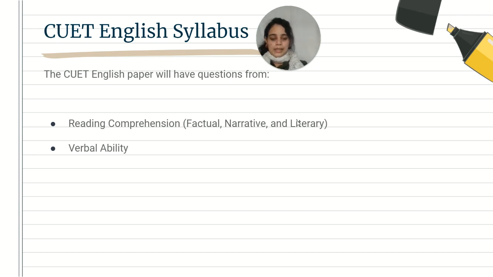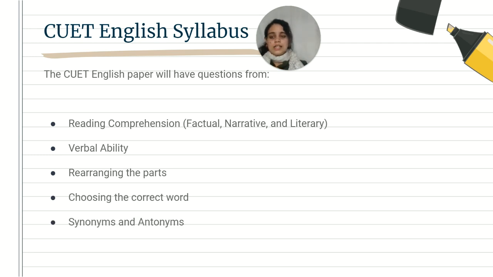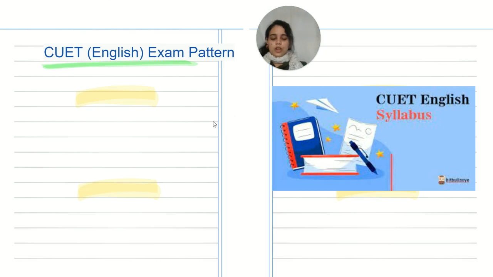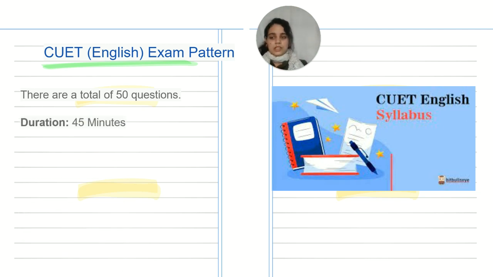Then we have verbal ability, rearranging the parts, choosing the correct word, then synonyms and antonyms and vocabulary. So this is the syllabus and we have to cover in 2 months. Classes will be of all about 100 hours. Then let's talk about the exam pattern. First of all, we are going to know how many questions are there. So here we have total 50 questions.